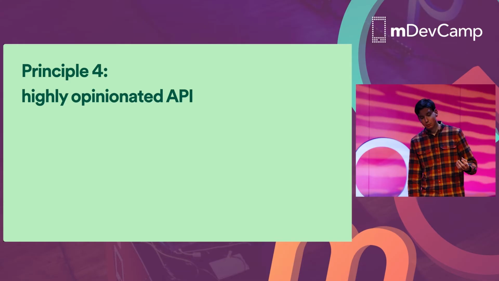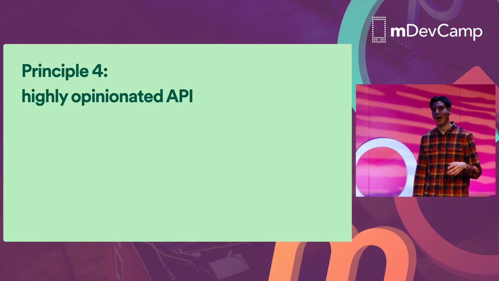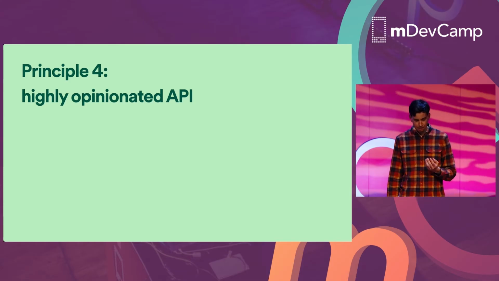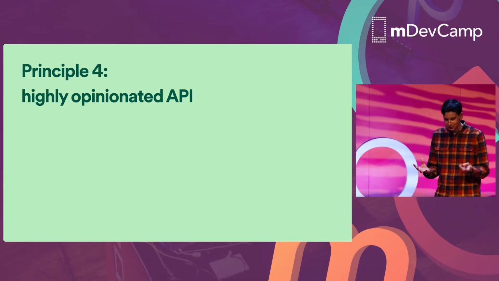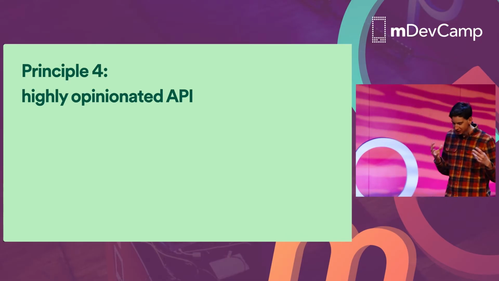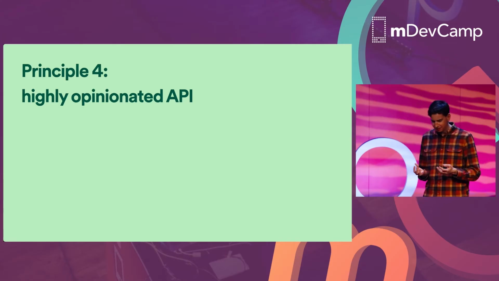So the final principle I would like to discuss is our aim to create highly opinionated APIs. But now I hear you asking, what does it even mean for an API to be opinionated? And why is it even desirable?